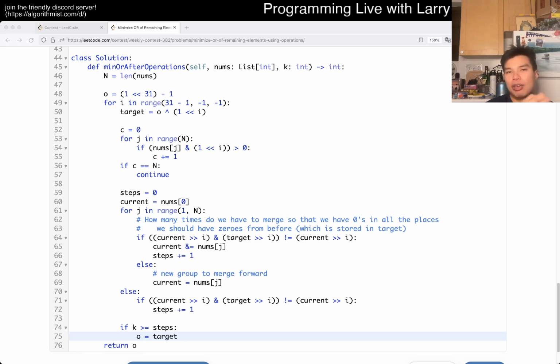But it turns out the way to do it is that you don't need to merge them. You could try merging them again in the future, which is what this code does, and then see how many operations it takes. So yeah, that's all I have for this one.